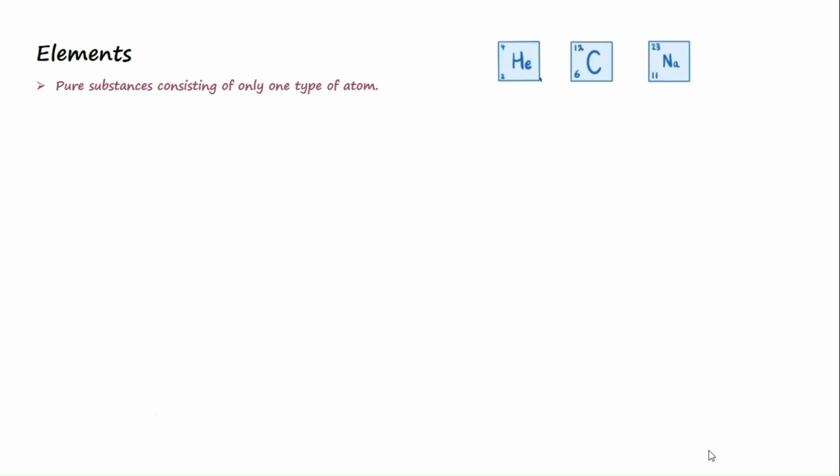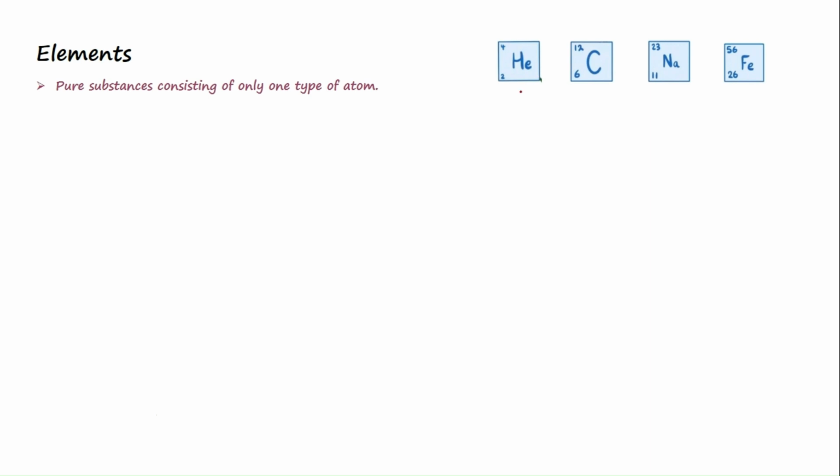Think of an element as a pure substance that is made up of only one type of atom, and elements are usually represented by a symbol. Take a look at these elements: helium, carbon, sodium, and iron. Now, what do we mean by one type of atom? How do we say that atoms are of different types? We define an atom as a different type by its proton number.